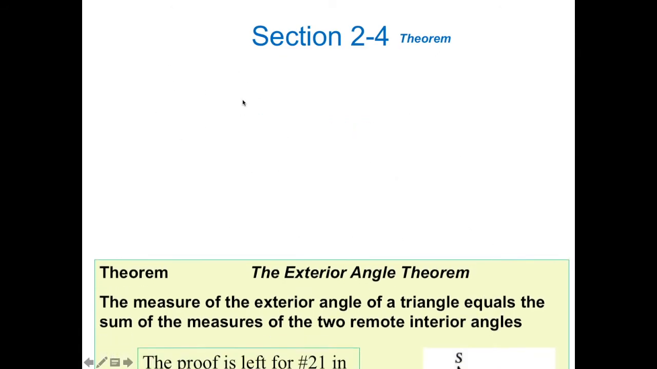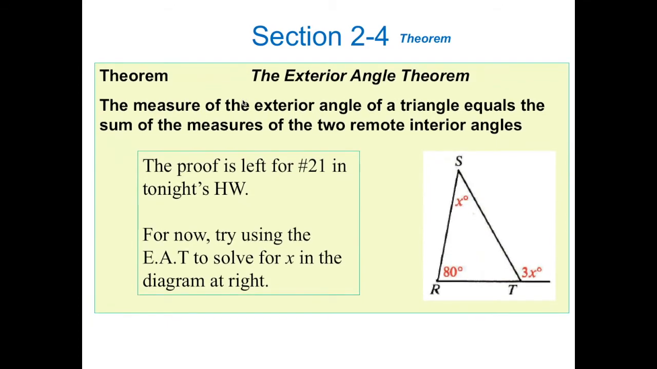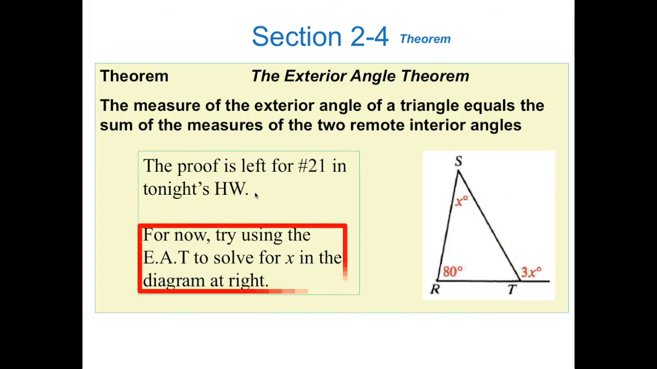This just helps us with some algebra problems that we'll have in the short term, and with proving stuff in the future. The proof for this, I think you guys will be able to prove just fine, is left for question number 21 in tonight's homework. For now, try using the EAT to solve for x in the diagram on the right. Just a quick algebra problem. Ready, set, go, solve for x. You got this. I'll give you 45 seconds. Work it out.